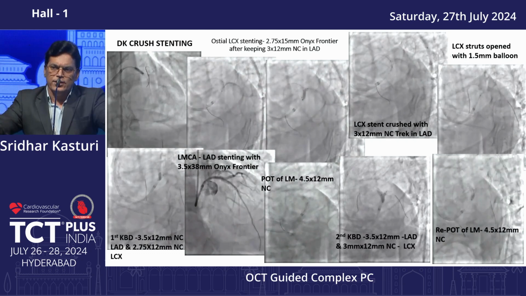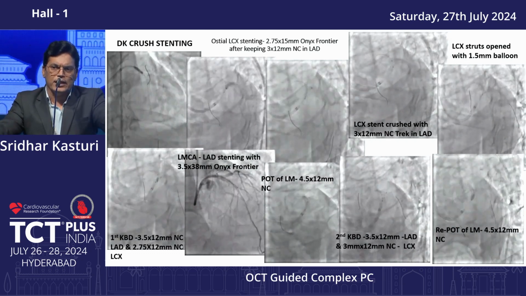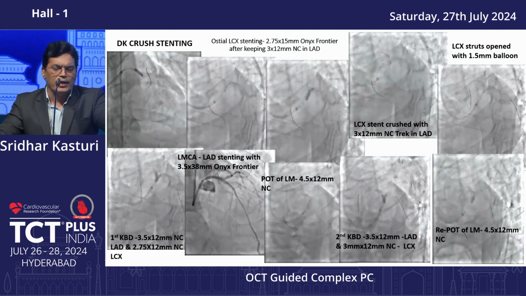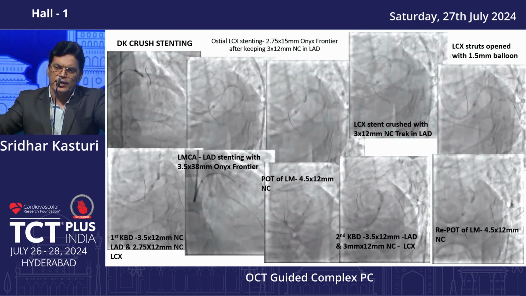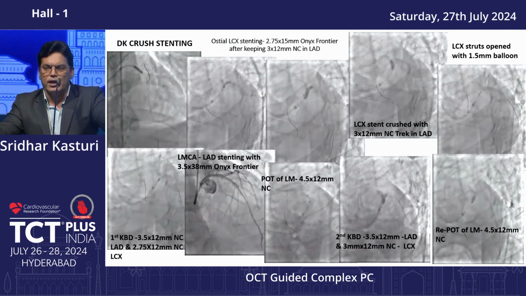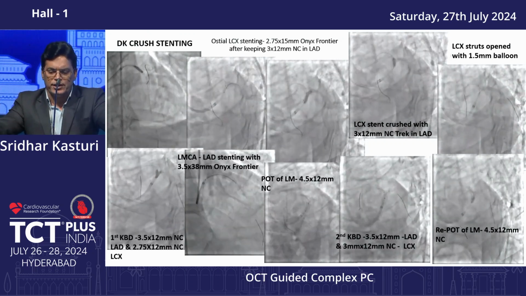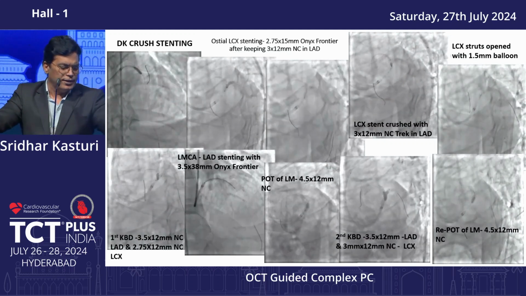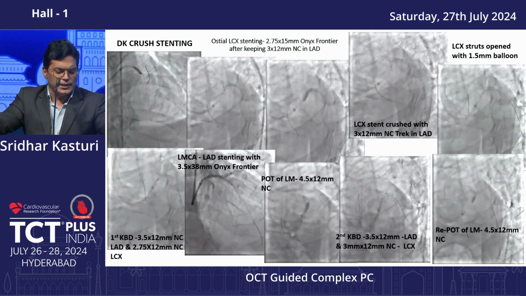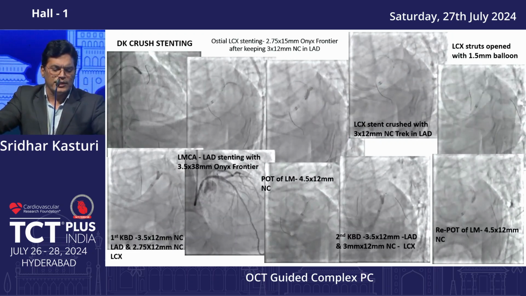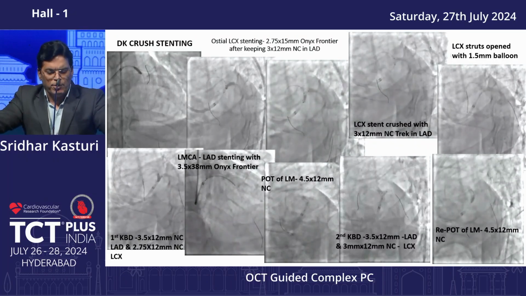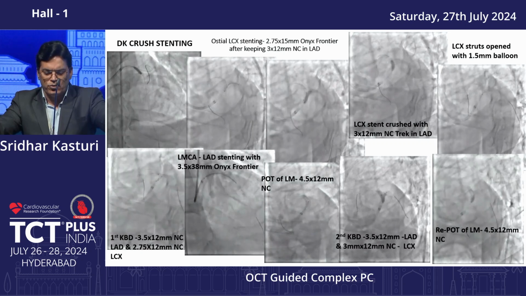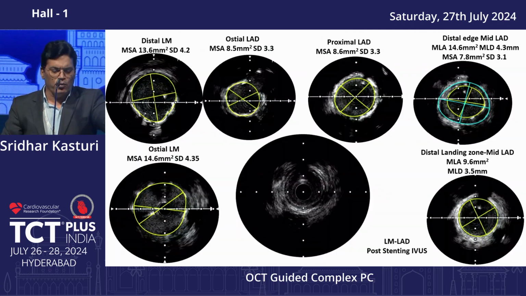And this is the crushing. DK crush, when you do side branch stenting, always pull back. The ostium has to be opened perfectly. If adequate dilatation is not there, then take another NC balloon and dilate before crushing. Then it's easy to cross, and results will be better. So again the LCX struts were opened with a 1.5 balloon, first kissing balloon, 3.5 NC in LAD, 2.75 NC in LCX, and LM to LAD 3.5 into 38 Onyx Frontier. POT was performed with 4.5 and second kissing with the same 3.5 and 3 balloons. Repeat POT was done with the 4.5.